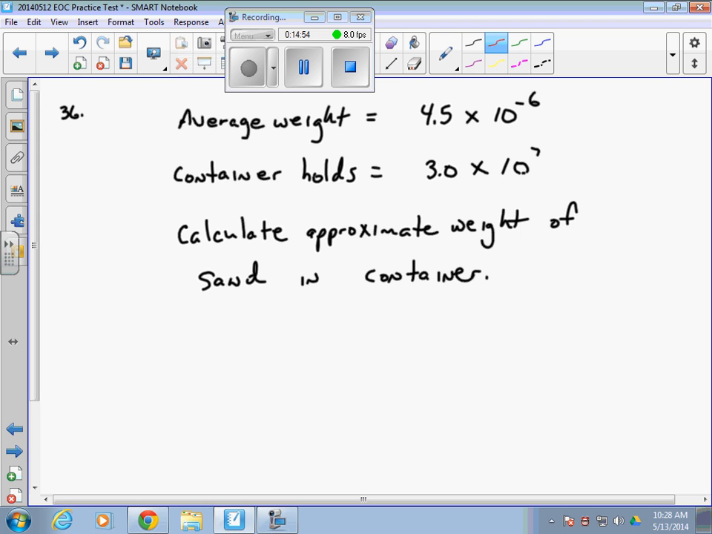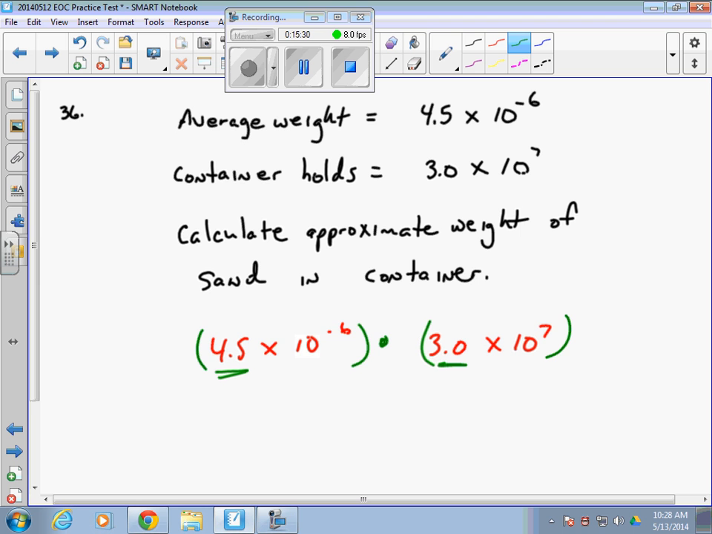Number 36 says the average weight of a grain of sand is 4.5 times 10 to the negative 6. A container holds 3.0 times 10 to the positive 7th grains of sand. Calculate the approximate weight of the sand in the container. Well, we know each one weighs this much, 4.5 times 10 to the negative 6, and it holds 3.0 times 10 to the 7. That's the approximate. So we can multiply these two scientific numbers by each other.